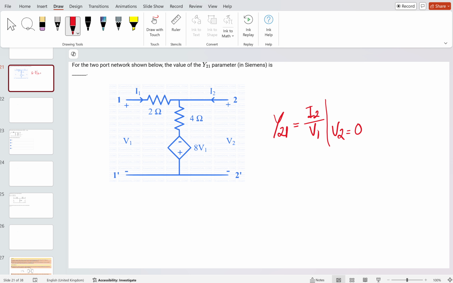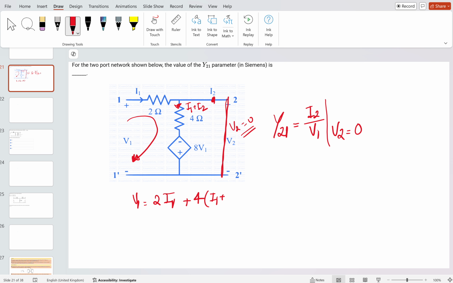Okay. So it is being asked what is the value of Y21? Y21 is simply I2 by V1 when you are short circuiting the V2 side. When you short circuit this V2 side, then V2 is equal to 0. And try to write the equation because I2 is flowing like this. So the current entering the 4 ohm will be simply I1 plus I2. Try to apply the KVL in this loop. You will see that V1 is equal to 2 times I1 plus 4 times I1 plus I2 minus 8 times V1.